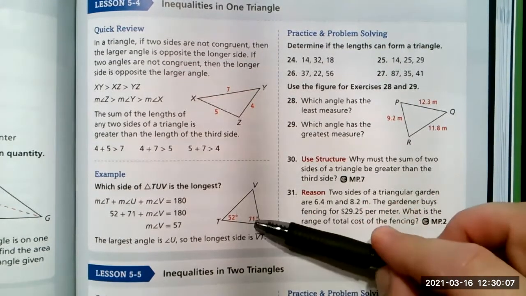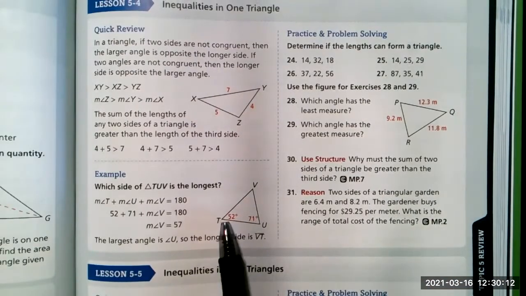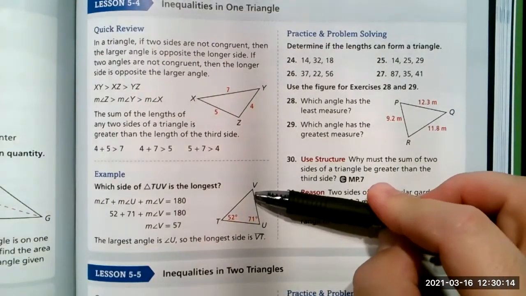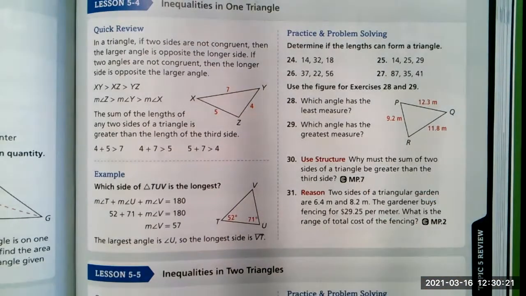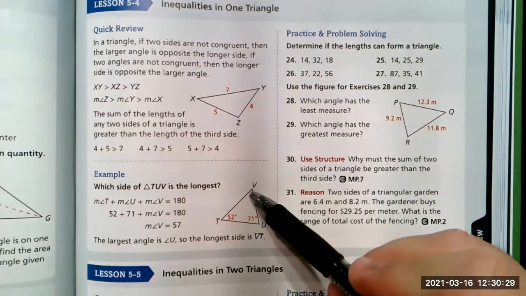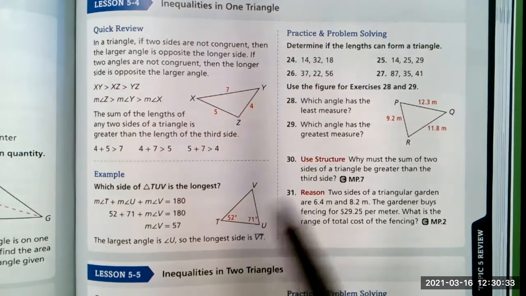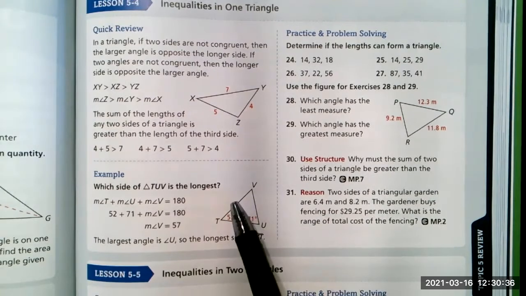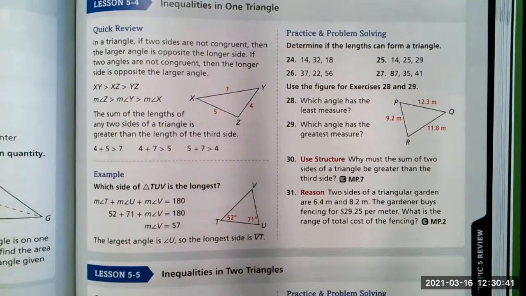They all three have to add up to 180. So I started off with 180. I subtracted 71. I subtracted 52, which means angle V has to be 57. If this is 57, they want to know which side is the longest. Well, the only way I'm going to be able to tell that is it's going to be the side that's opposite the largest angle. If this is 57, that's 52, that's 71. Angle U is the largest angle. So the side opposite angle U has to be the longest side. So VT has to be the longest.